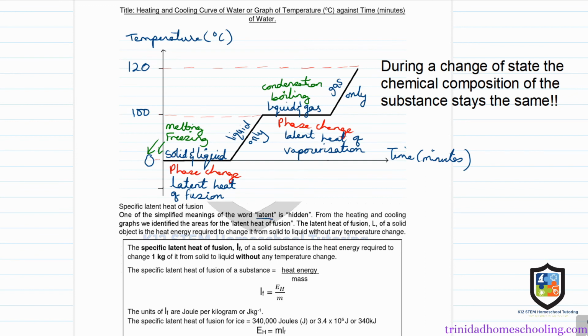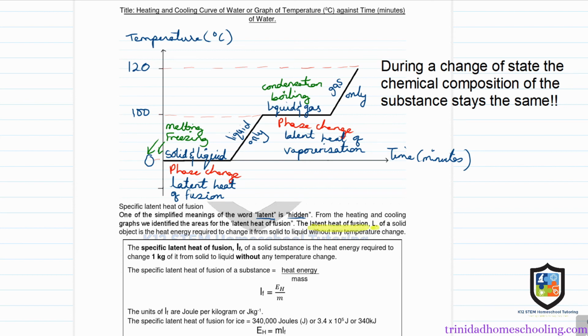So the word latent means hidden. And we could see here on the graph, although we are supplying heat, there is no change in temperature. So it's almost as if this heat doesn't exist. We know that we are supplying heat to the system. But as we said before, the heat is being used to break the bonds from a solid to form a liquid. That's why there is no temperature increase. So when we change from a solid to a liquid, or a liquid to a solid, that heat energy is called the latent heat of fusion.